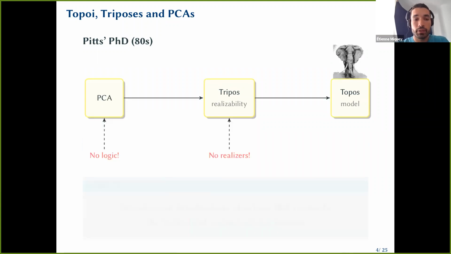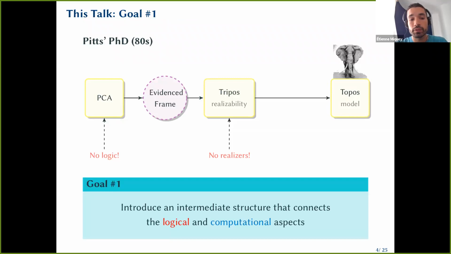And in that picture, two things were missing: when you're in the computational system, you don't have any logical information about the model, while at the level of triposes, all the notions that have to do with computations and realizers are gone. So something was missing to connect the logical part and the computational part of the realizability interpretation. And that was precisely the first goal we had when defining evidence frames. That is, to get an intermediate structure in between PCAs and triposes that still has the computational information coming from the PCA, and that already has the logical information of the model.